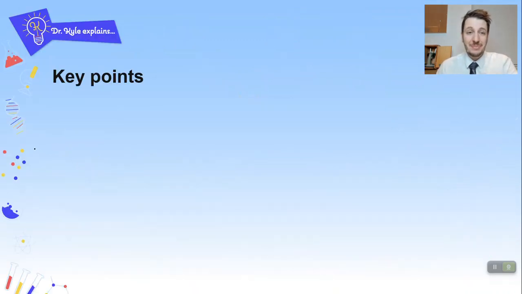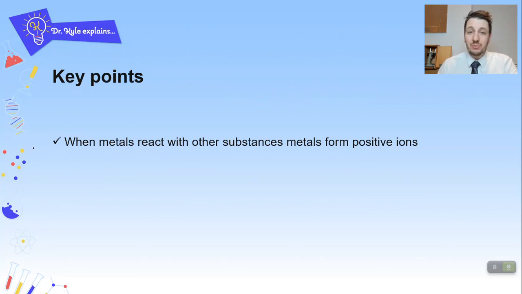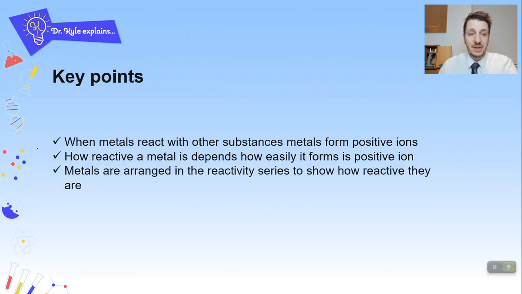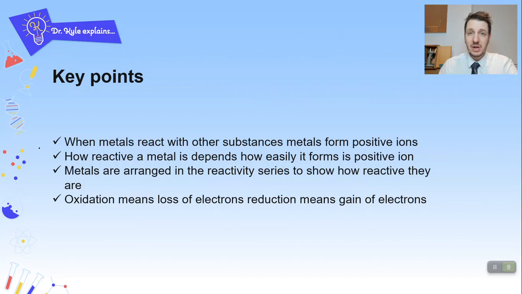Okay, so some key points. When metals react with other substances, metals form positive ions. How reactive a metal is depends on how easily it forms its positive ion. Metals are arranged in the reactivity series to show how reactive they are. And a quick reminder, oxidation means loss of electrons and reduction means gain of electrons.